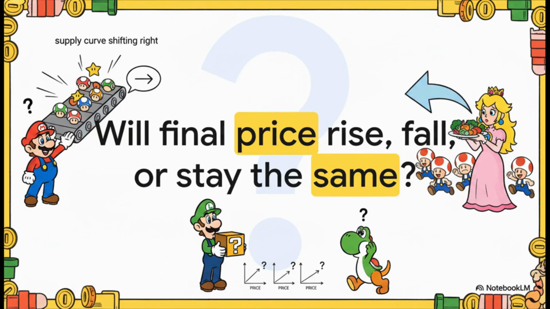So, I'm going to leave you with this provocative thought experiment to really test your new skills. If a breakthrough technology shifts the supply curve to the right, but changing consumer tastes make the product less fashionable, shifting the demand curve to the left, what actually happens to the final price tag? Does it rise, fall, or stay exactly the same? Next time you see a price jump at the grocery store or the gas pump, ask yourself, which invisible curve just shifted to make it happen?